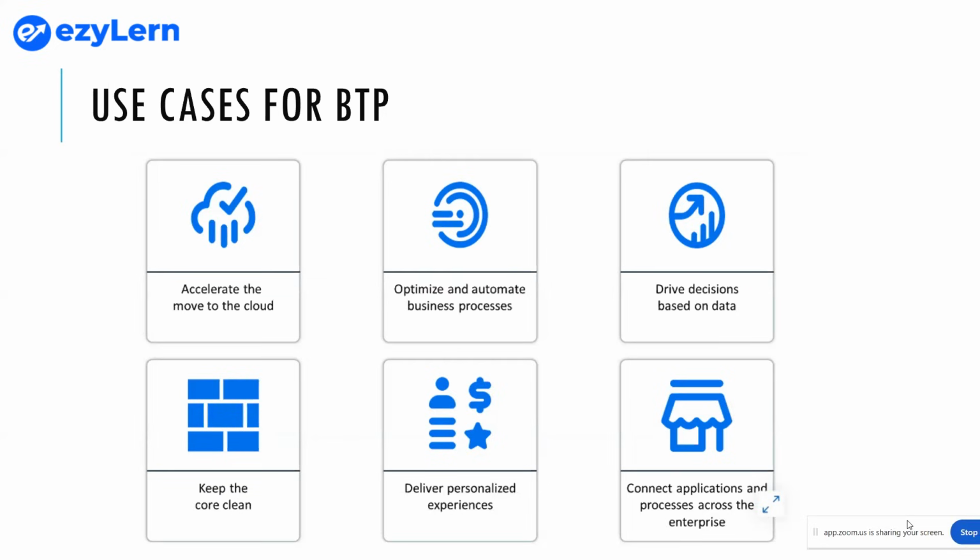So SAP BTP facilitates an efficient transition to cloud infrastructure. It enables businesses to migrate data from on-premise systems to the cloud while ensuring minimal disruptions to operations. Also, it supports application modernization by allowing your existing applications to be enhanced or extended with cloud native technologies.